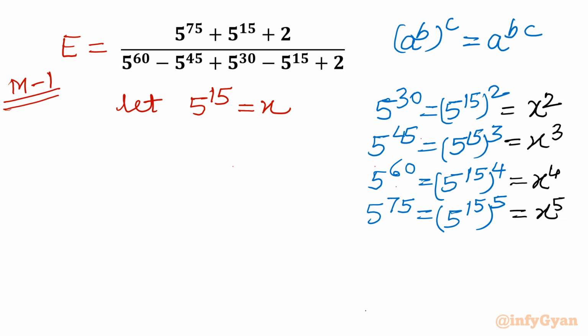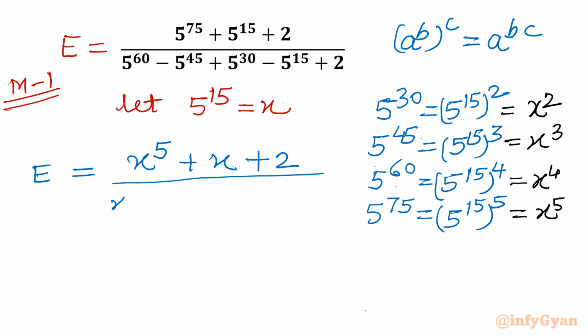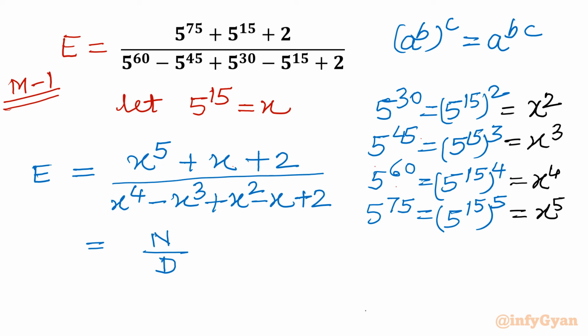So let me write here our expression in terms of x. So E will become (x^5 + x + 2) divided by (x^4 - x^3 + x^2 - x + 2). Now I will call this equal to N over D, numerator over denominator. So let's factorize or simplify our numerator first. So I will write N is equal to x^5 + x + 2. Now I will simplify this one first.